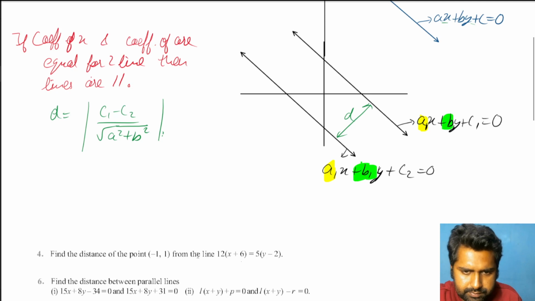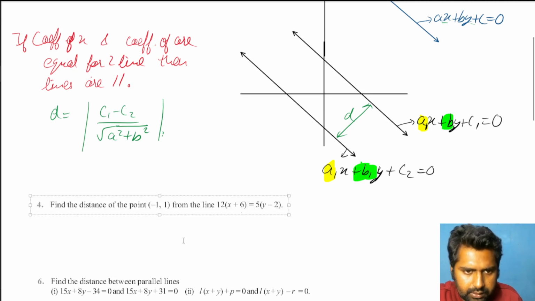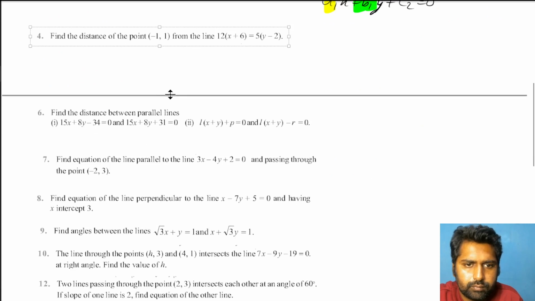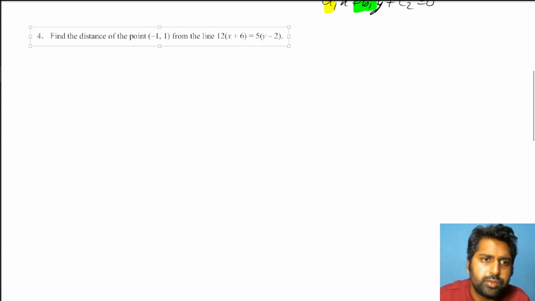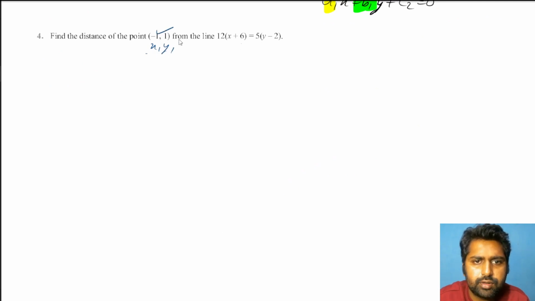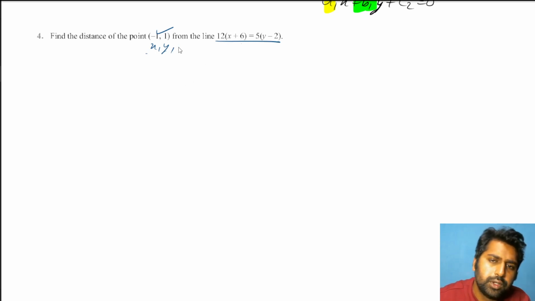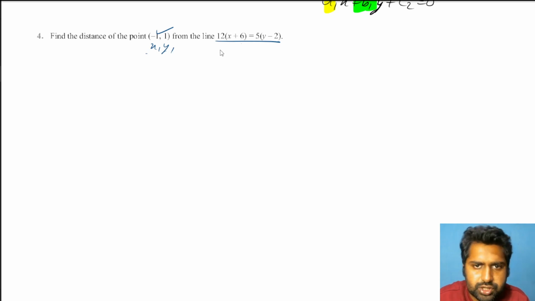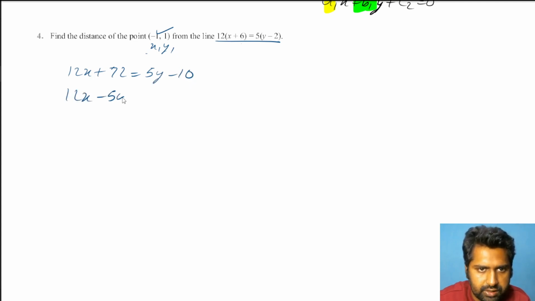So these are the two formulas regarding distance. Let's see a few questions to understand. You are given one point, that's your x1, y1. He's asking you to calculate the distance from this point to this line. So let's first of all rearrange this in the standard form. So 12x plus 72 is equal to 5y minus 10. So let's rearrange. So 12x minus 5y plus 82 is equal to 0.